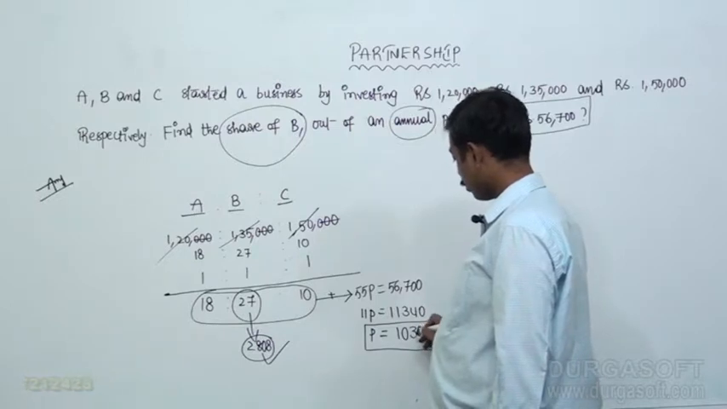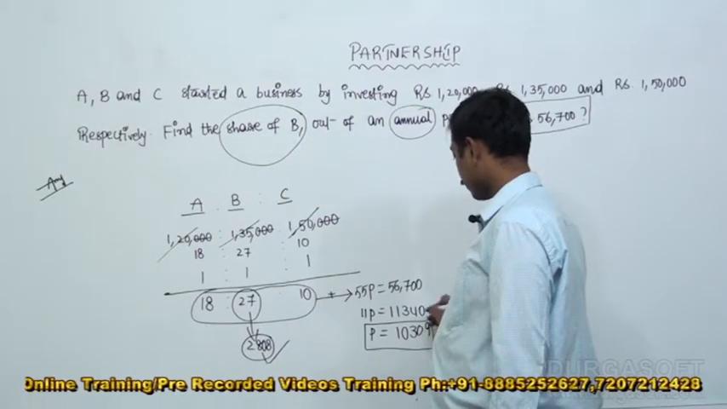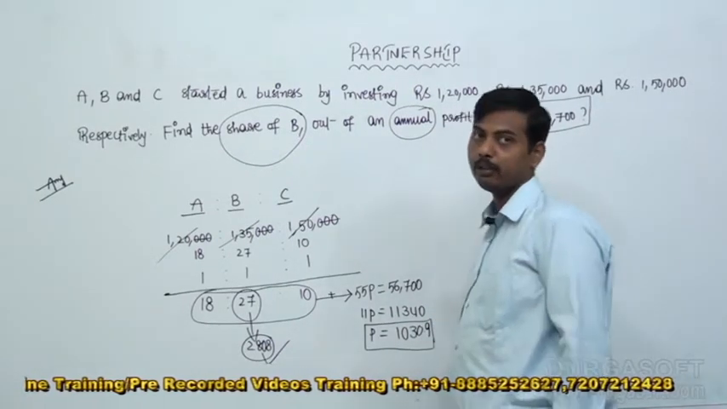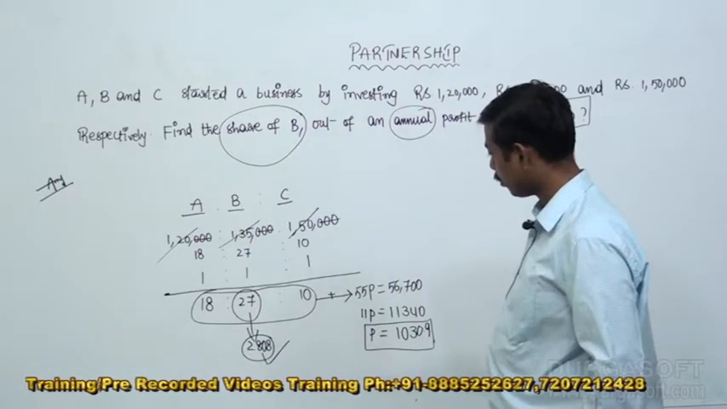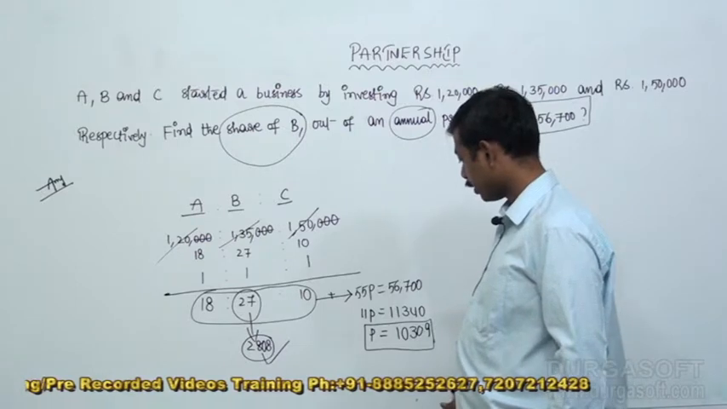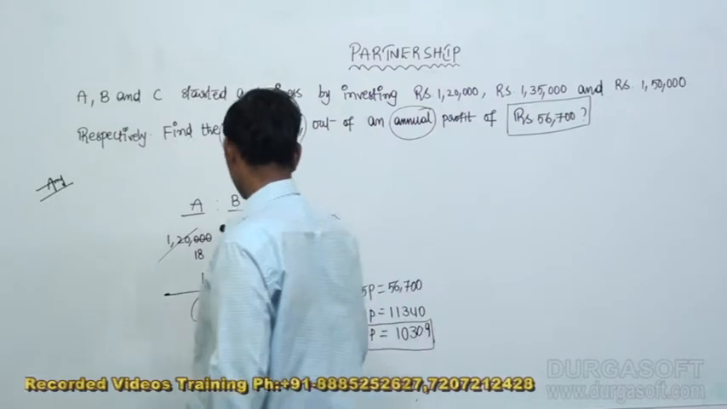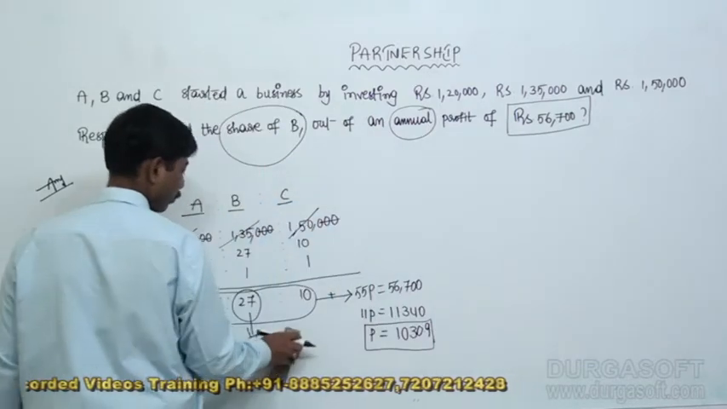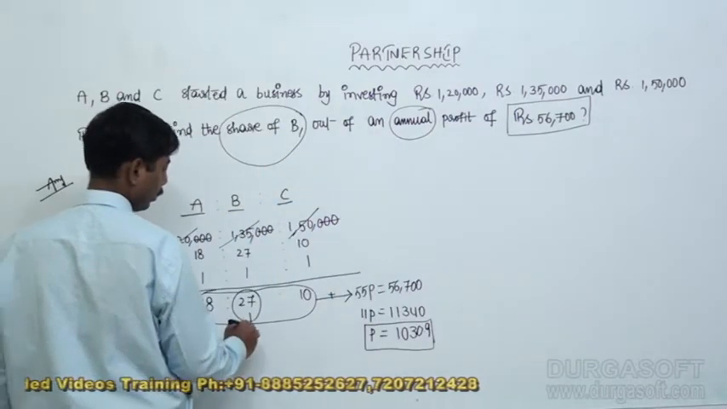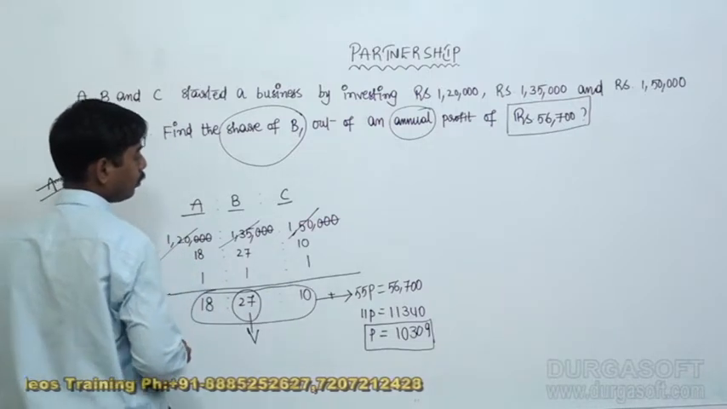1 part of the profit equals 10, 30, 340. 11 into 30 is 330. So 0.9, 10 means 0.9, and 1030 would be the 1 part of the profit. If you take 1 part of the profit as 1030, what would be B's share here?